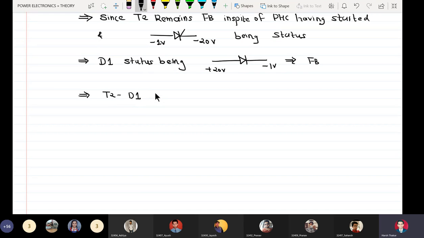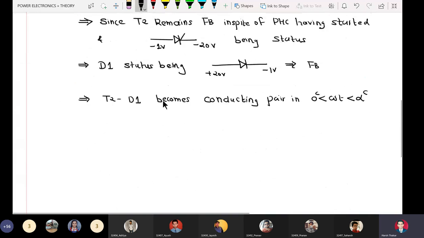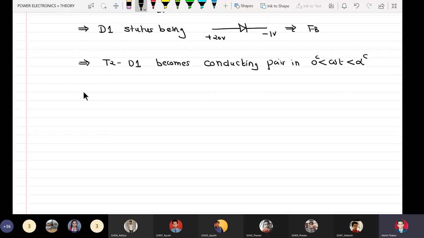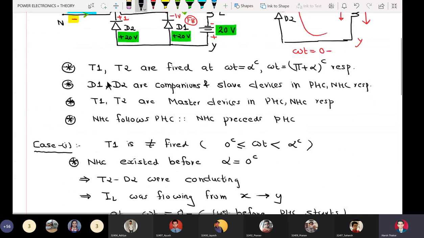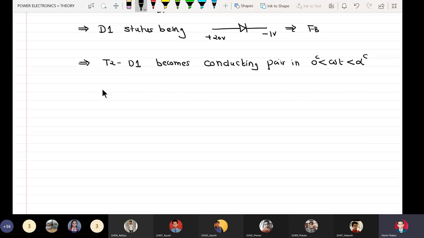T2 D1 becomes the conducting pair in omega t greater than 0 radians and less than alpha radians. Okay. So when T2 D1 are conducting, here the situation becomes like this.